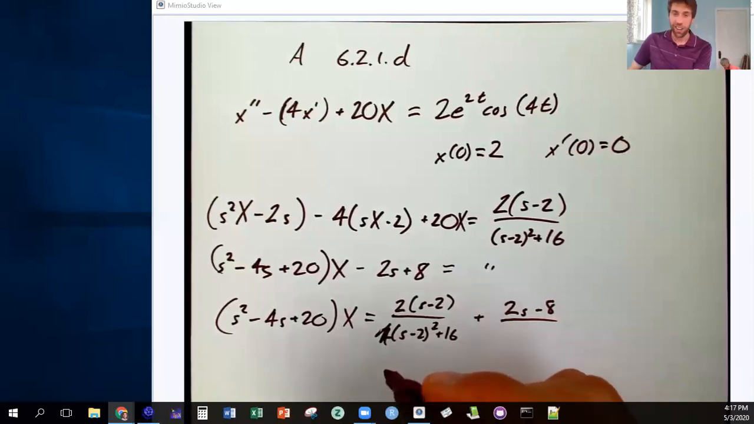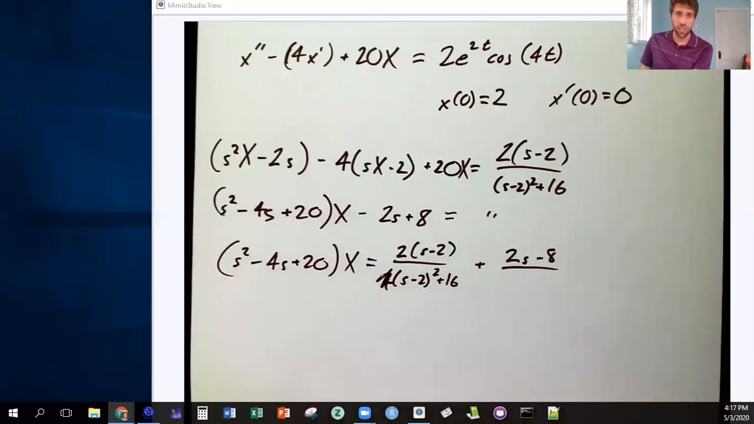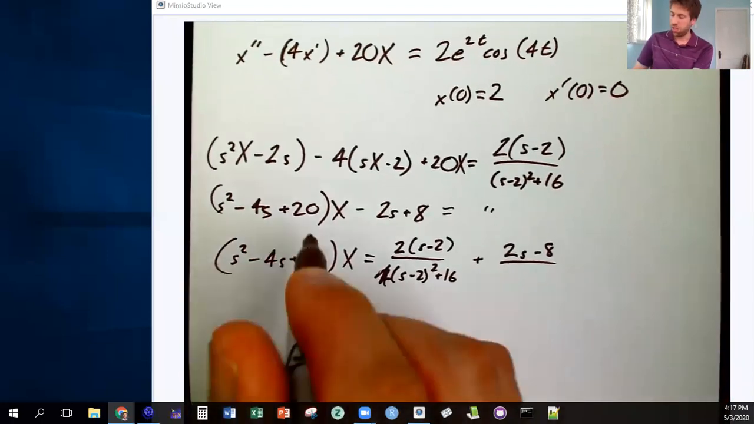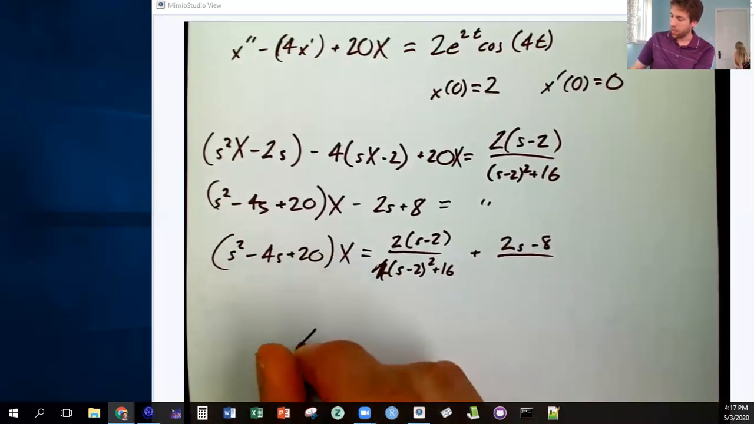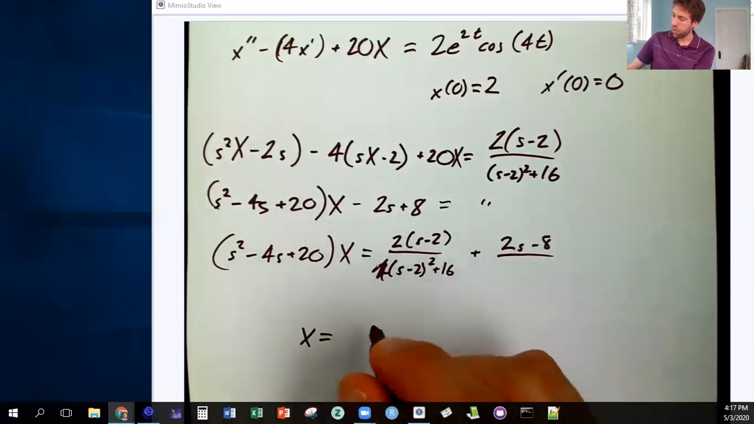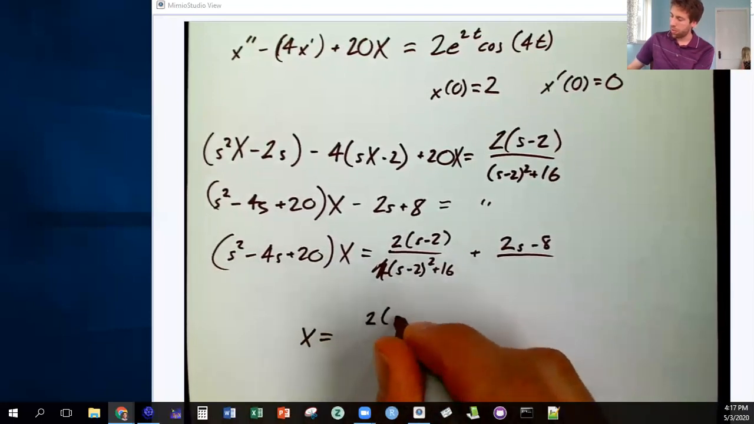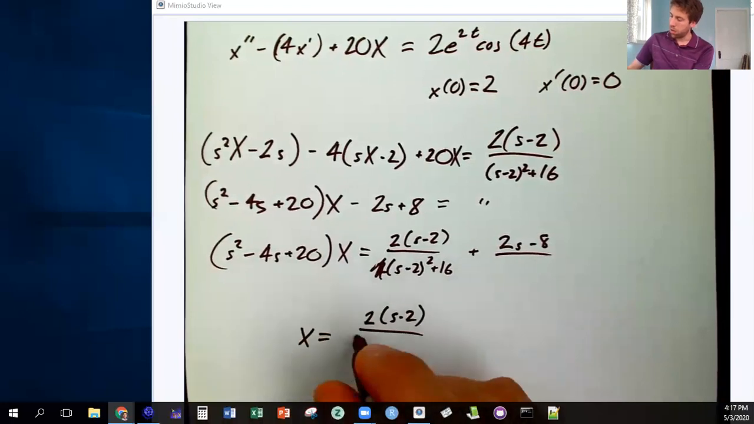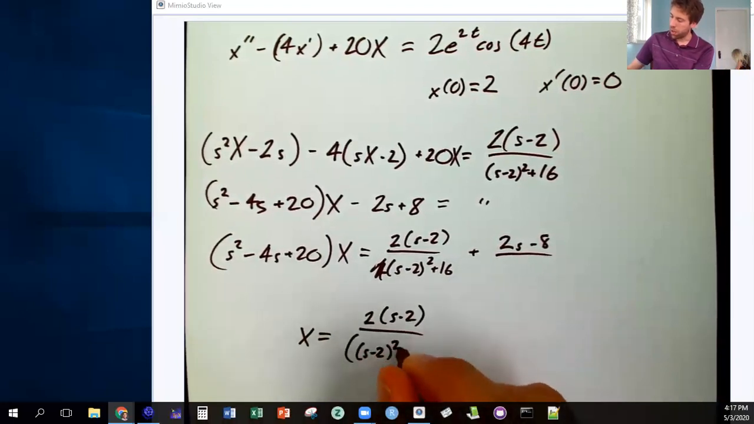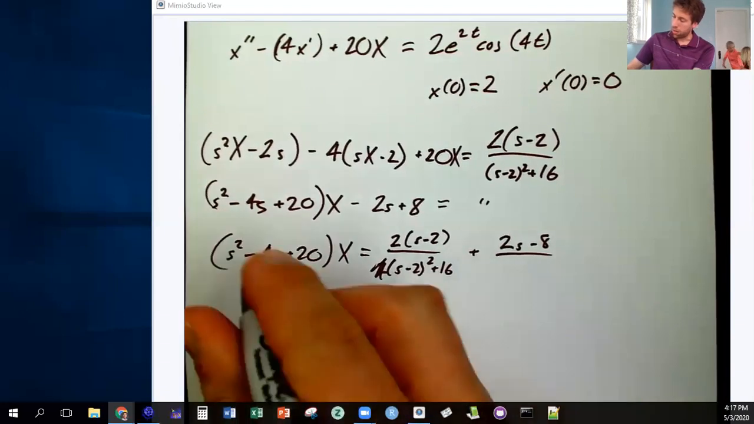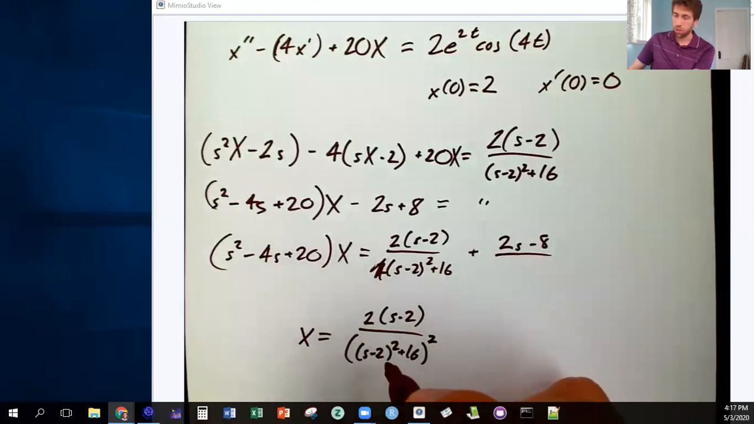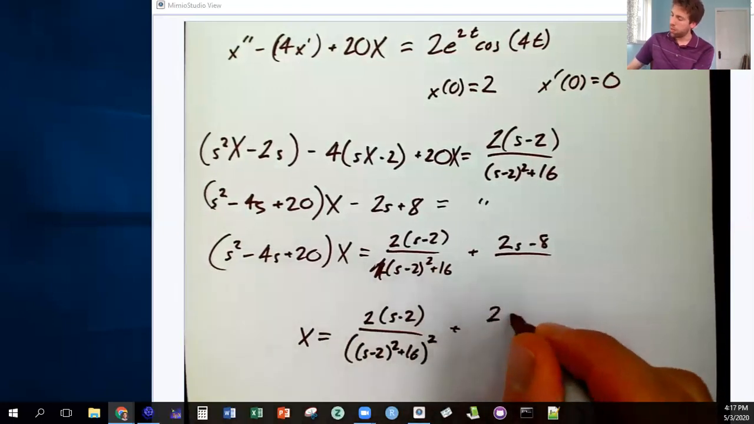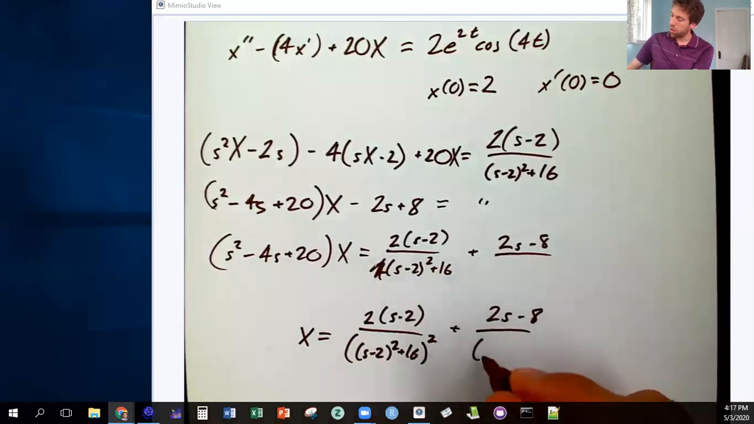Interesting. All right. So here, let's just divide. Let's forget about finding a common denominator. X equals 2 times s minus 2 over s minus 2 squared plus 16, and then that quantity squared, because if you recall from last time, we're splitting the square, plus 2s minus 8 over s minus 2 squared plus 16.